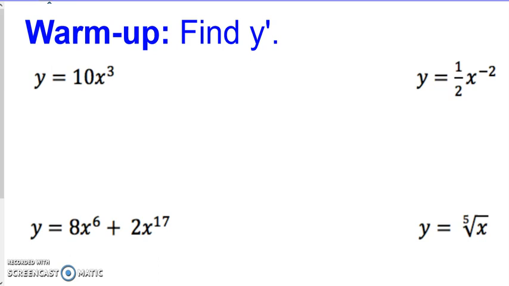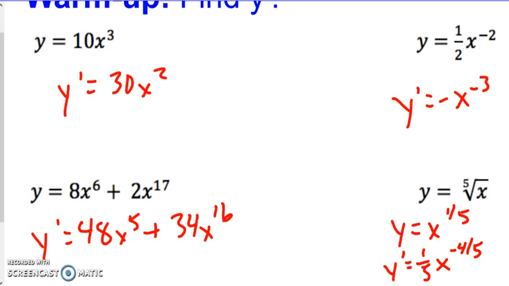Before we actually jump into the product rule, I would like to do a little warm up on the power rule that we did the other day. So please go ahead and write these down, pause the video, try them, and push play when you are ready to check your answers. Okay, go ahead and check your answers.